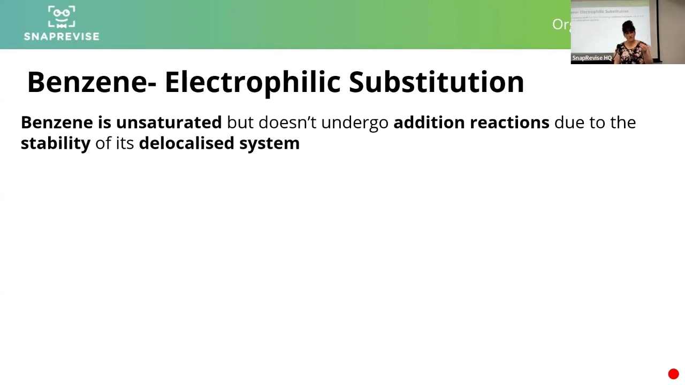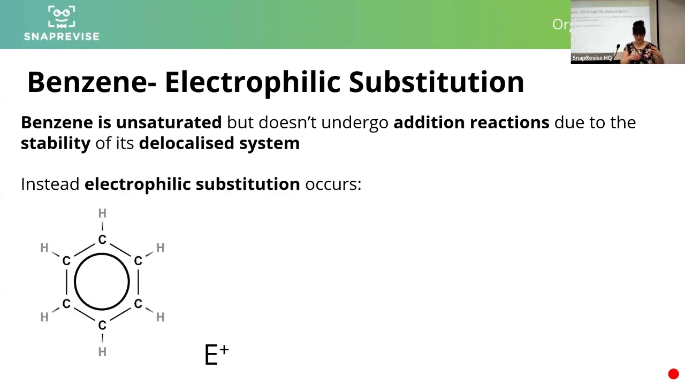It's because if it underwent addition reactions, the end product would no longer have this beautifully stable delocalized pi electron system. So a benzene ring here is made up of 6 carbons with 6 hydrogens attached, and there are 6 electrons, 1 from each carbon, which instead of being the 4th bond for that carbon, is delocalized around the ring, above and below the ring, and that makes it surprisingly stable.